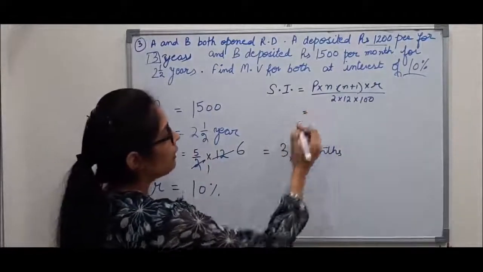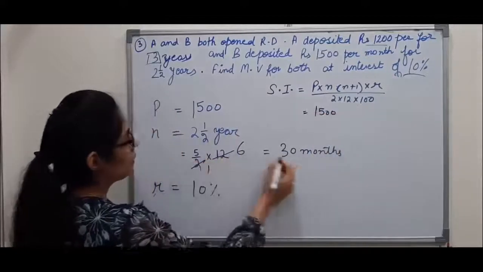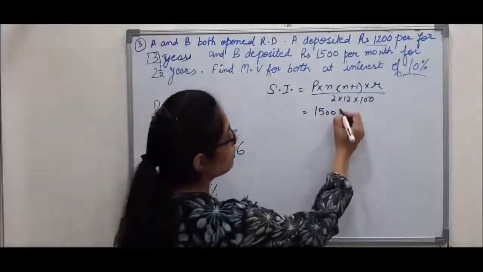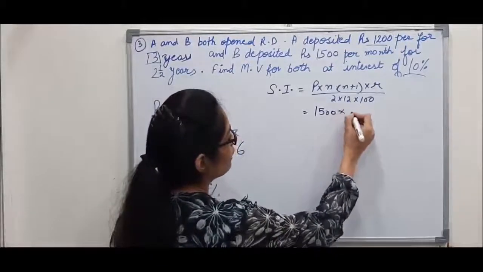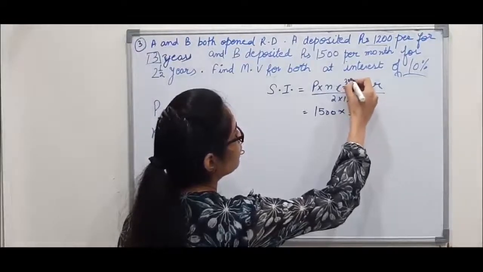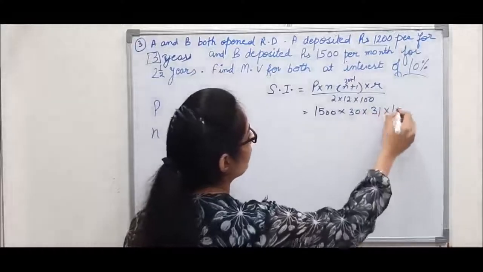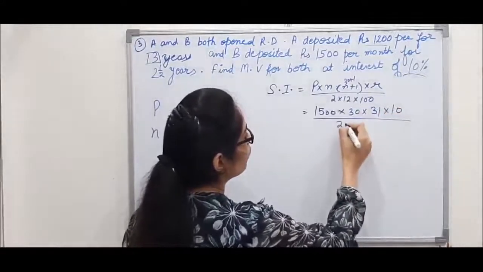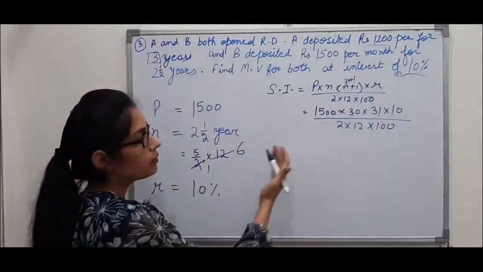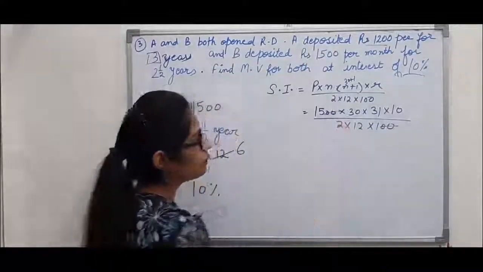So I'll just put the values. P is 1500, N is 30 months. We have calculated it just now because it was given in years. So N is 30, N plus 1, directly I will write 30 plus 1. So it is 31. R is 10. 2 into 12 into 100. I'll try to make these terms simple, so I'll do the cancellation. These 2 zeros will get cancelled with these 2 zeros.